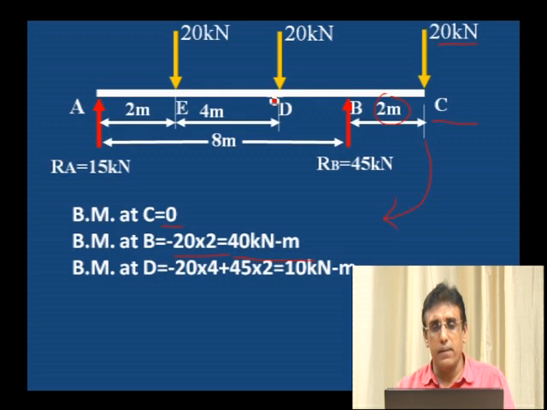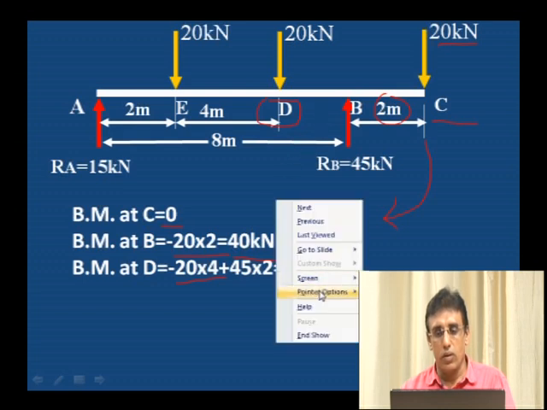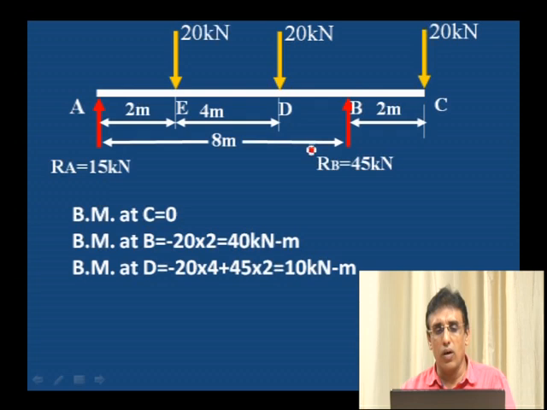Bending moment at D: 20 kilonewton into distance 4. How is it 4? C to B is 2 meter, and D to B is 2 meter, 2 plus 2, 4 meter. 4 meter is the distance of the 20 kilonewton load from C to D. This 20 kilonewton load and distance is 4 meter from D to C.